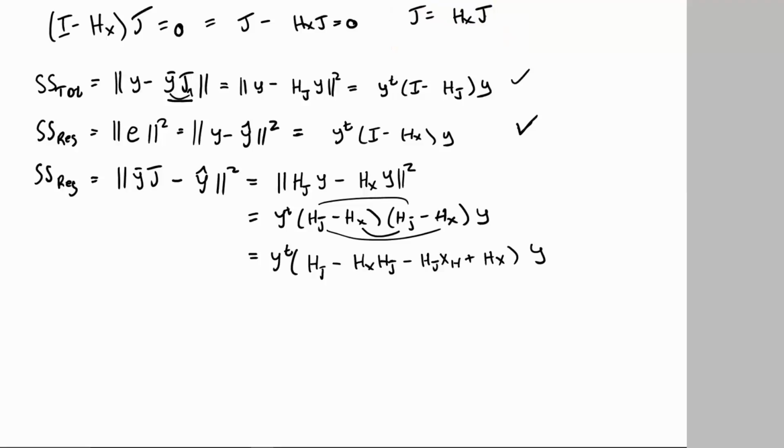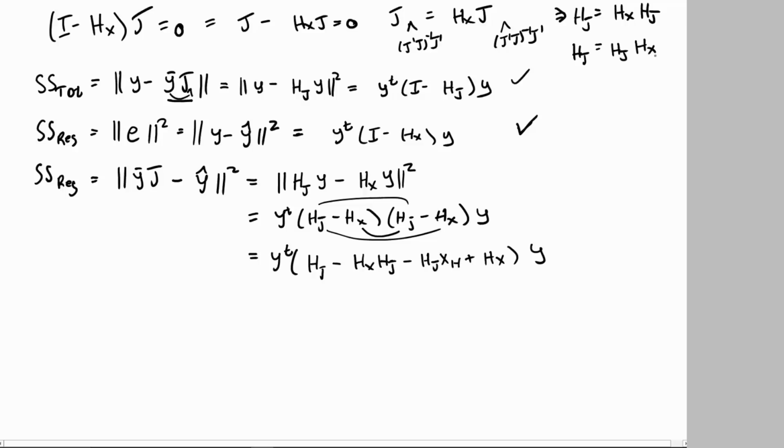J is equal to h of x times j. But I could, similarly, multiply here by a j transpose j inverse j transpose, and multiply here by a j transpose j inverse j transpose, so I haven't done anything. And then what I get is that h of j is equal to h of x times h of j, and then by taking the transpose, and because they're symmetric, I also see that h of j is also equal to h of j times h of x.